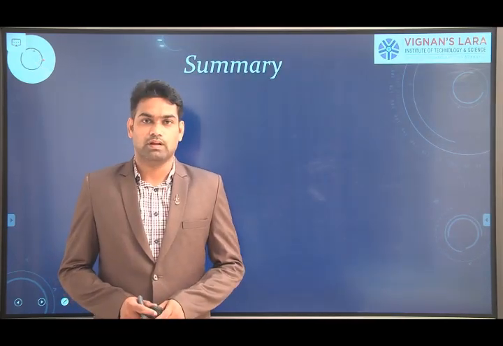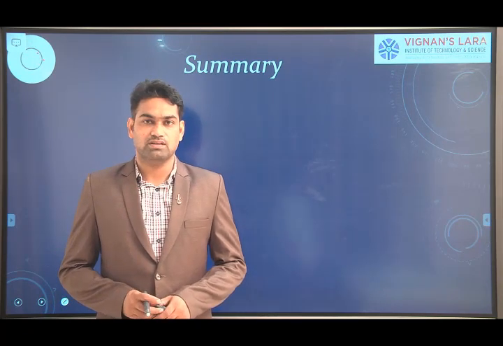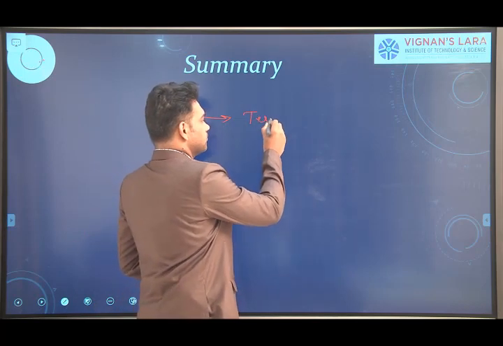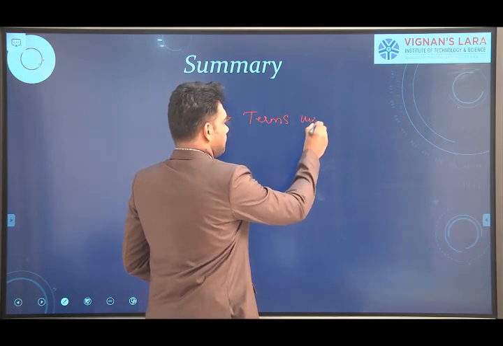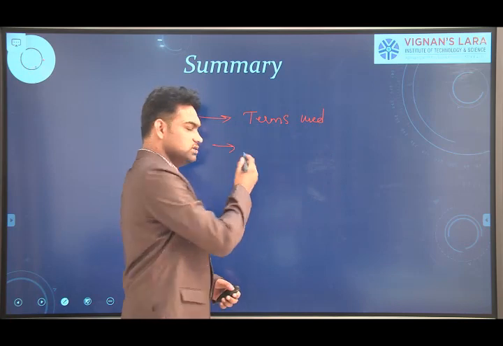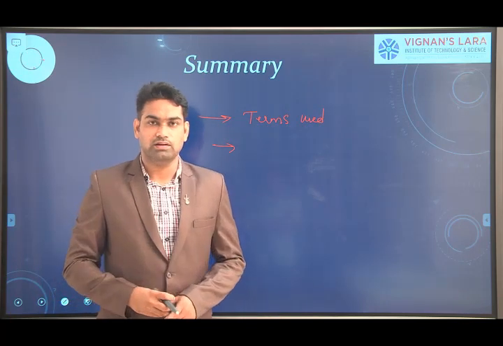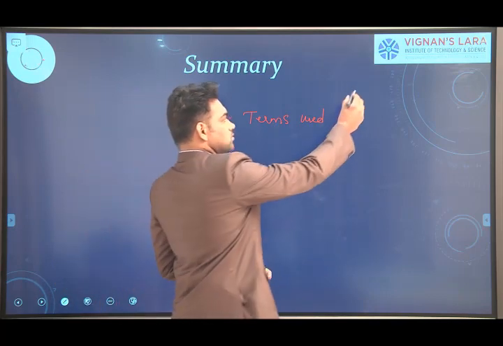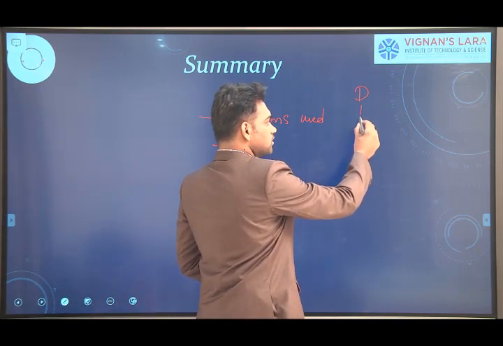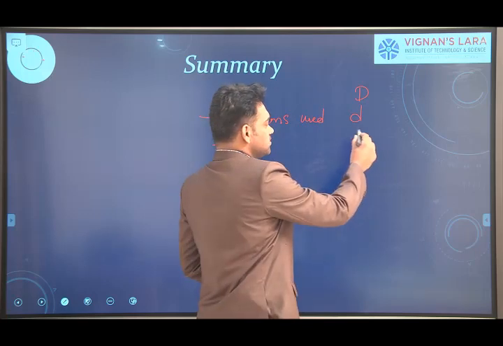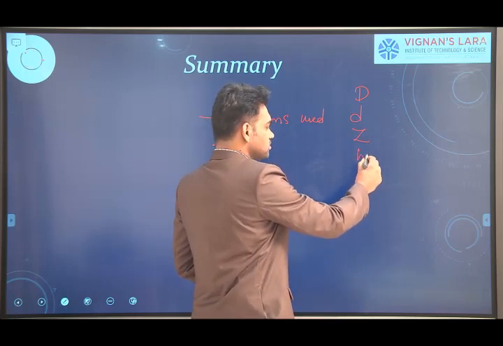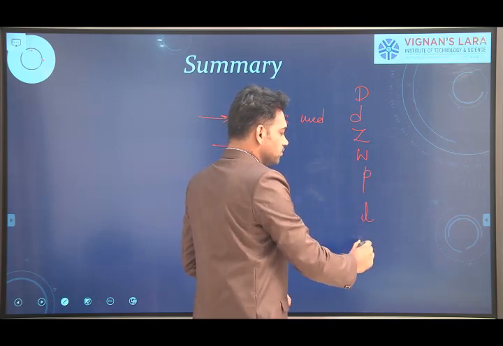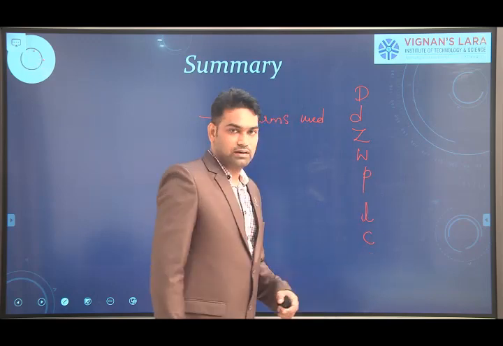Clear? In today's class, so far we discussed the various terms used in hydrodynamic bearings. These terms are very important, so we need to remember all of them. Capital D is the diameter of the bearing, small d is the diameter of the journal, Z is the absolute viscosity, W is the load acting on the bearing, P is the bearing pressure, L is the length of the bearing, and C is the diametral clearance.